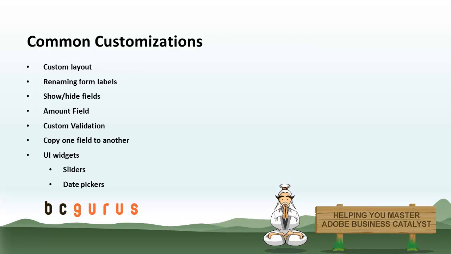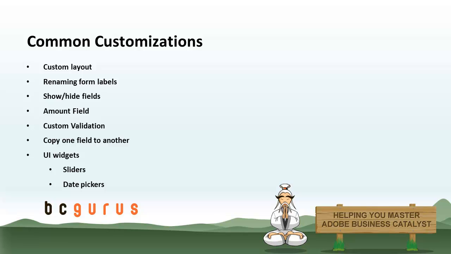So let's talk about some of the more common customizations that we do to forms. The biggest one by far is layout. By default, the BC layout is functional, but it's pretty basic, so we often customize that. We change form labels all the time to make them more meaningful to the user. Sometimes we show and hide fields depending on certain situations. We've already talked a little bit about the amount field and some of the customizations we do there.